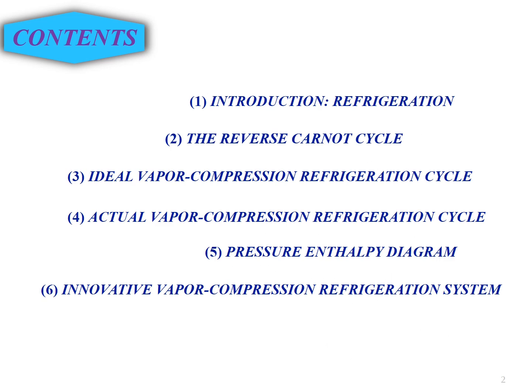Okay, so these are the subtopics that we learn in this chapter. First, we discuss the introduction of the refrigeration, and then we discuss the reverse Carnot cycle, the cycle with the highest performance in terms of thermal cycle for refrigeration, and then we discuss the ideal vapor compression refrigeration cycle, the actual vapor compression refrigeration cycle, and then how to use the pressure enthalpy diagram, and the last one is about innovative vapor compression refrigeration systems.